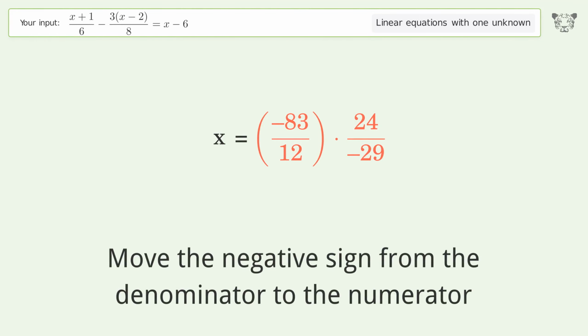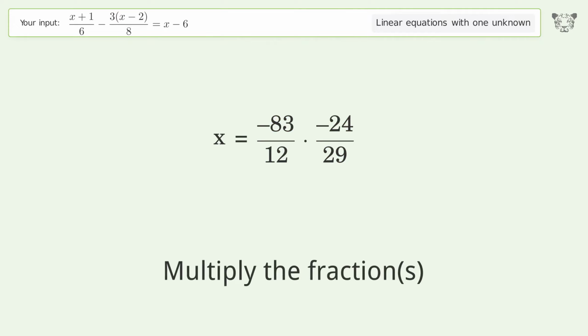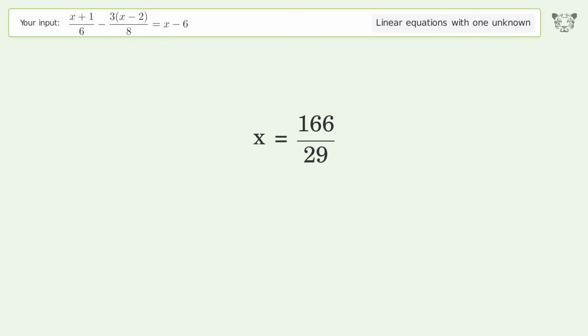Move the negative sign from the denominator to the numerator. Multiply the fractions. Simplify the arithmetic. And so the final result is x equals 166/29.